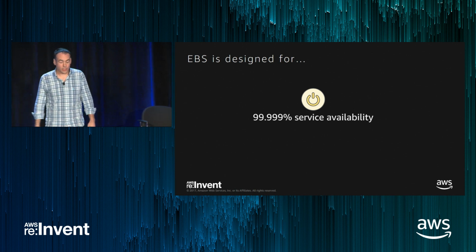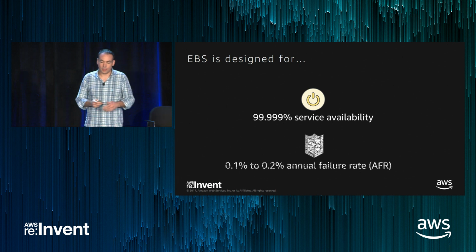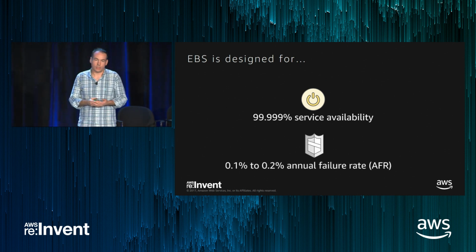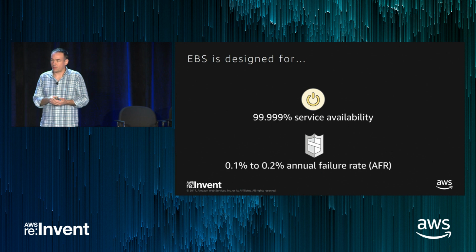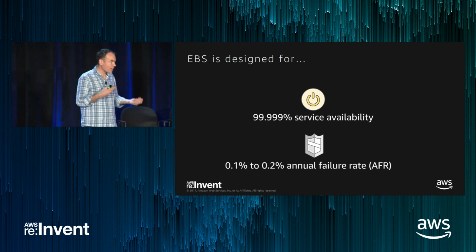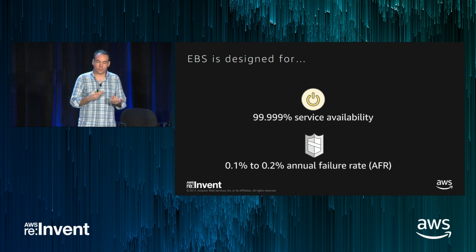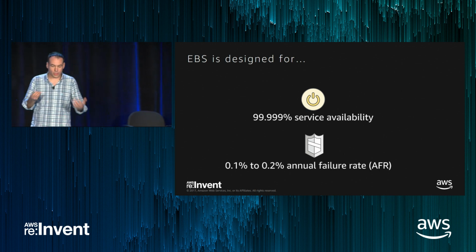Second is durability, or the ability to get your data off the media. EBS has an annual failure rate between 0.1 and 0.2%. Which is significantly more durable than a commodity disk. Those are going to be in the 3 to 6% range. So the way to think about EBS durability is that if you've got 1,000 volumes over the course of a year, on average, you can expect 1 to 2 of those to fail. Hopefully, you'll get luckier than that. Sometimes it'll be a little bit worse, but 1 to 2 is a good average. And that's the 0.1 to 0.2%.